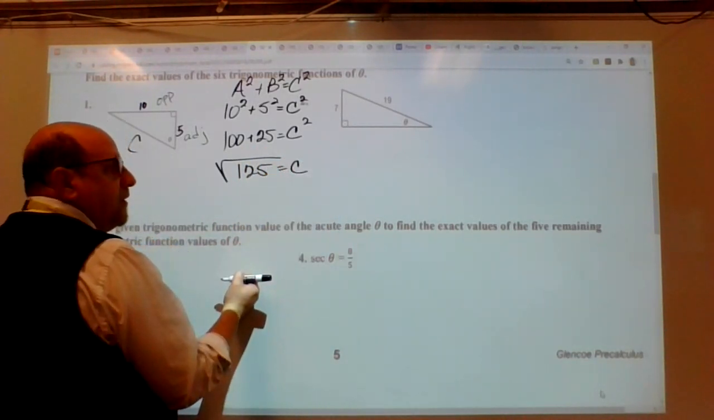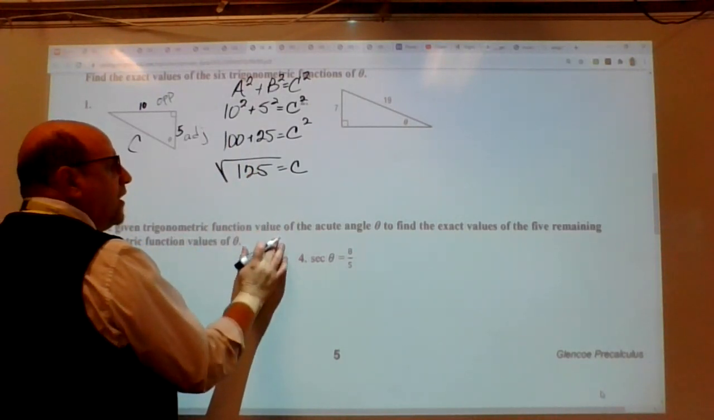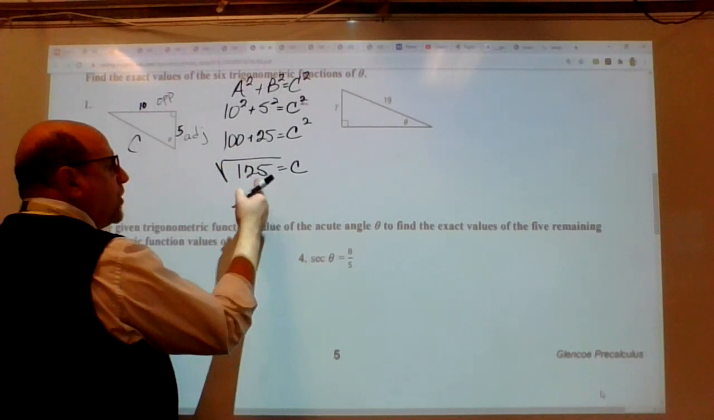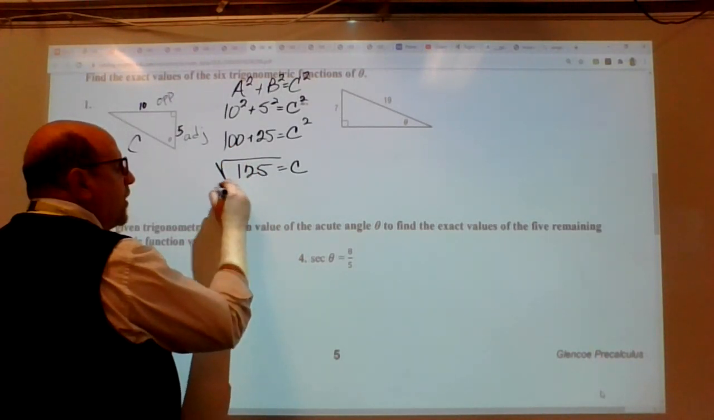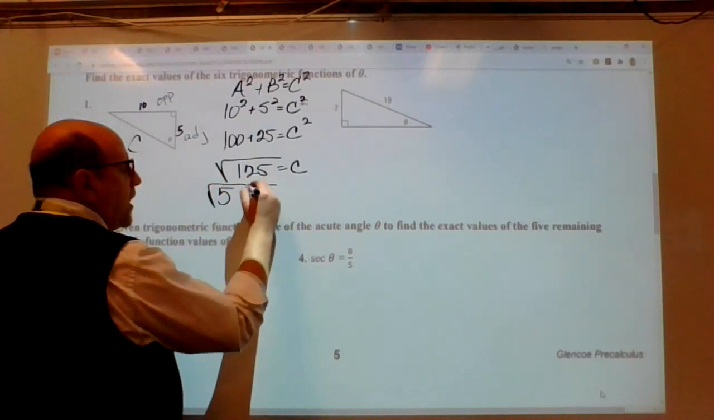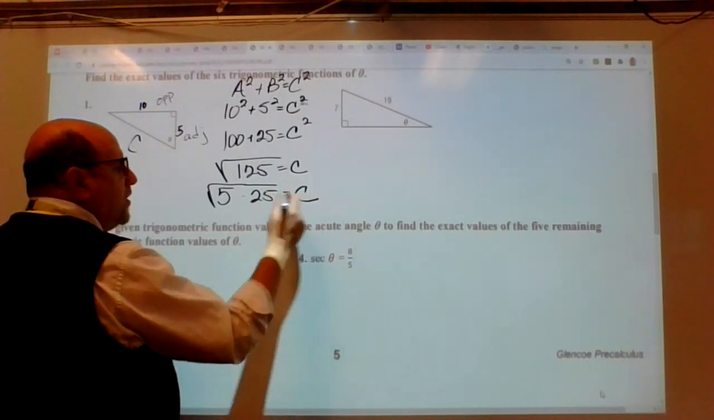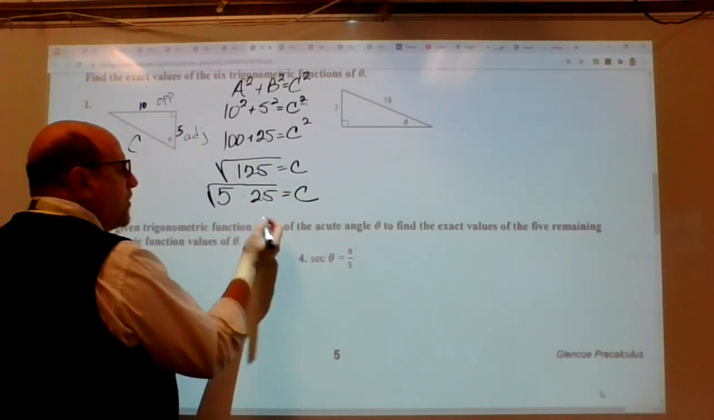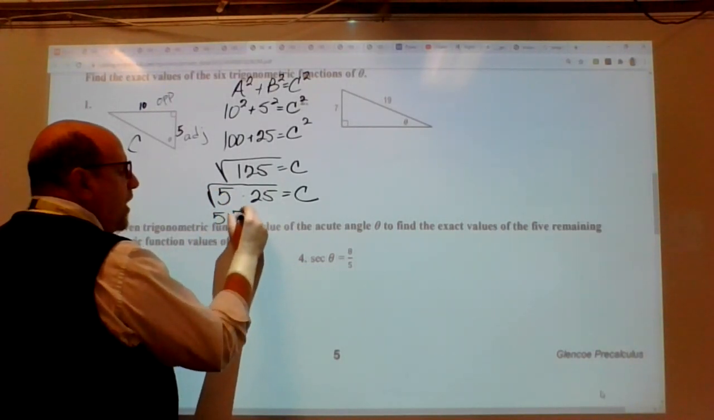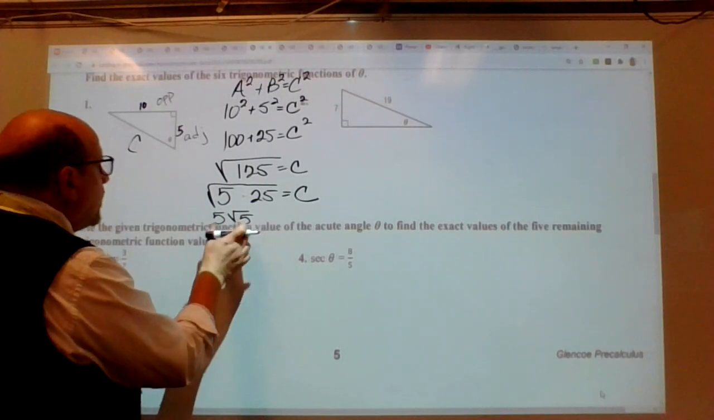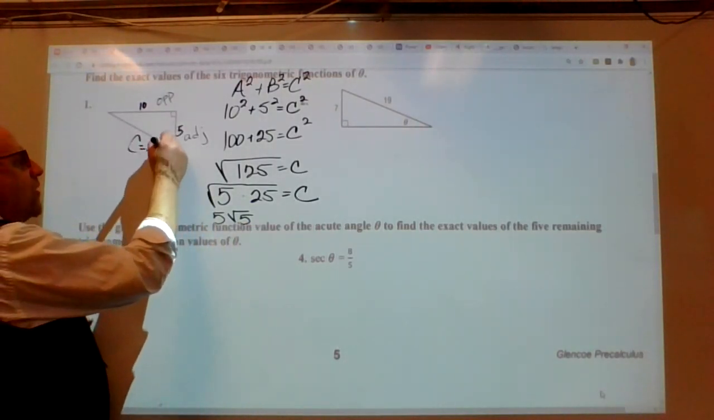Wait a minute. 125, that's not a perfect square. Oh, well. We can break this up into 25 times 5. I'm going to do 5 times 25 inside the square root symbol, and then to simplify this, we can take the square root of this 25, put the 5 outside, and we'd have 5 root 5 as our answer for C. So this side length is 5 root 5.